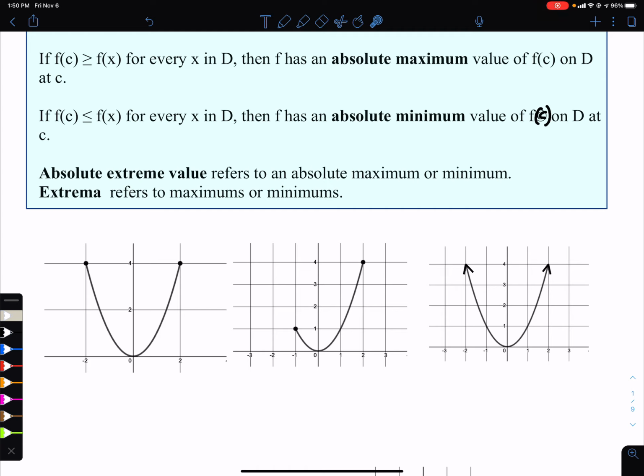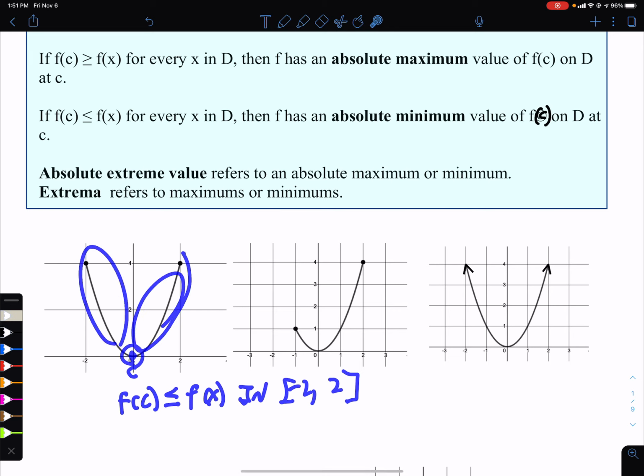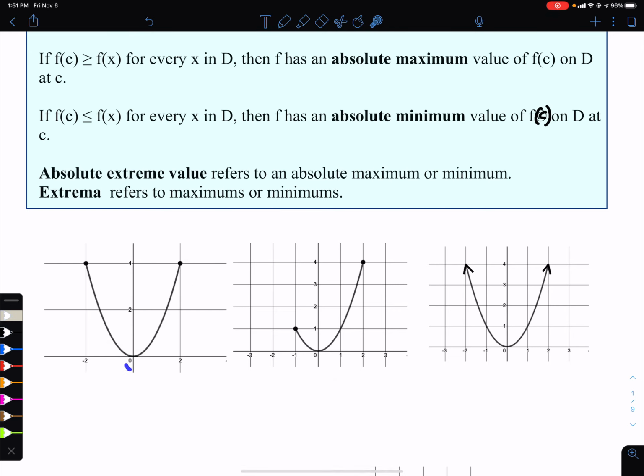How about a minimum? Is there a c where the function at that point is smaller than every other y value? I claim here. There is my c. That point, f of that c is less than or equal to every other value of f of x in the interval from -2 to 2, because that is smaller than all of these. So f of 0 is the minimum value, and it occurs at 0. Okay, so the extremes, there are 3 extremes, 2 on top, 1 on the bottom.